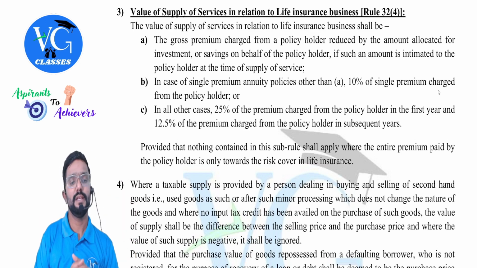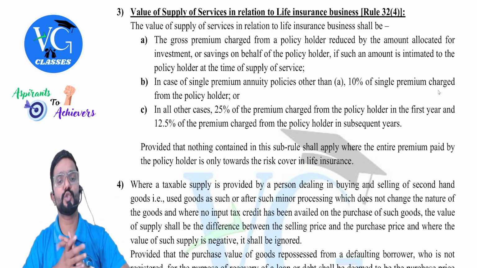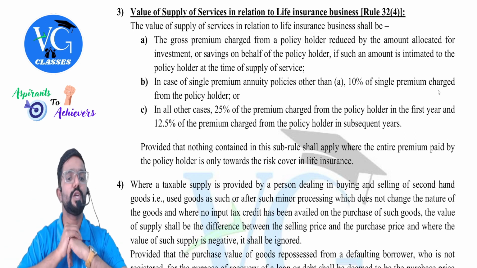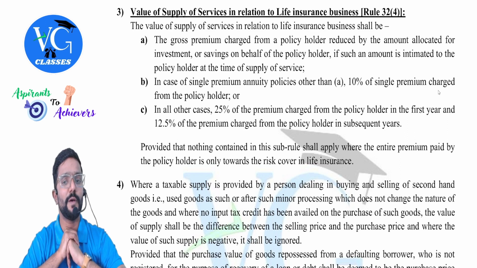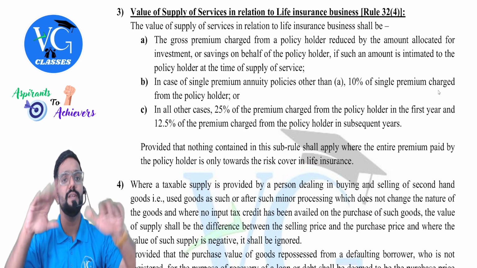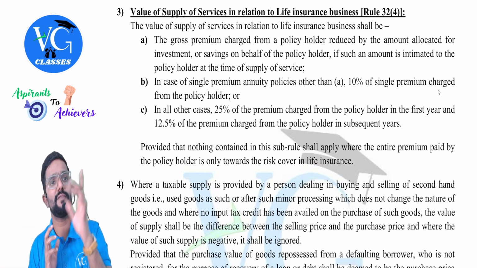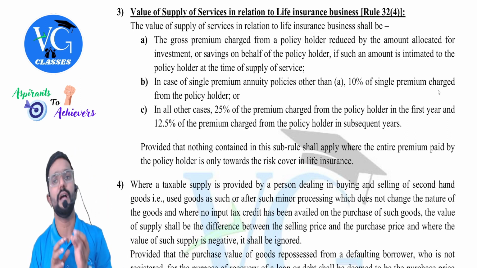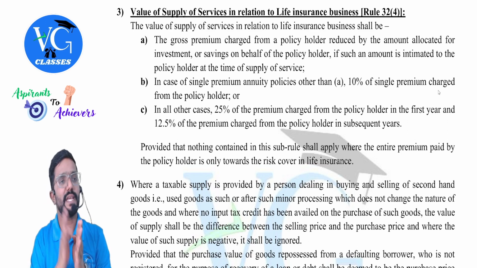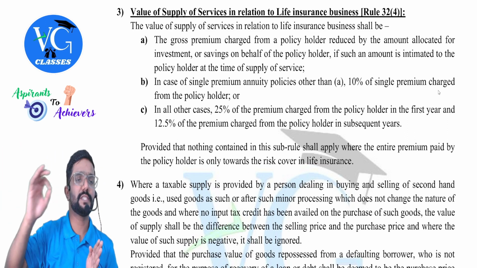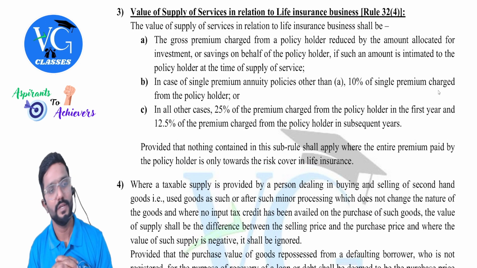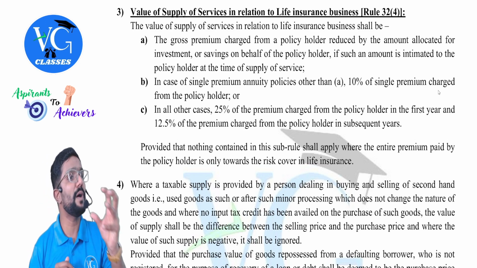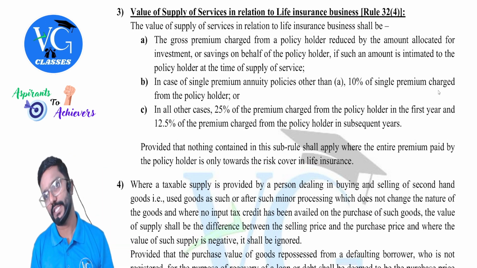Okay? Last one. In all other cases, 25% of the premium charged from the policyholder in the first year and 12.5% of the premium charged from the policyholder in subsequent years. Means whatever is not covered in A and B, for the first year, whatever premium the insurance company will charge, 25% of that is the value of supply, whereas from the second to subsequent years, it is 12.5% of it. Please be careful: this percentage has to be applied on what? The premium amount which the insurance company is collecting.